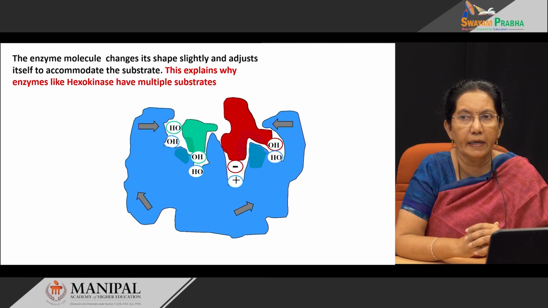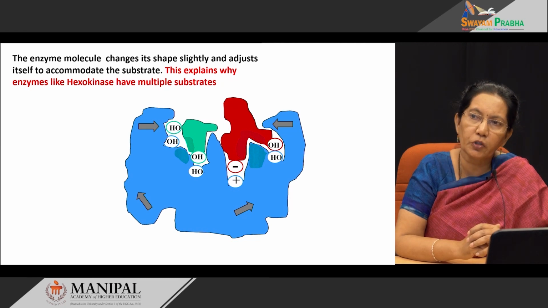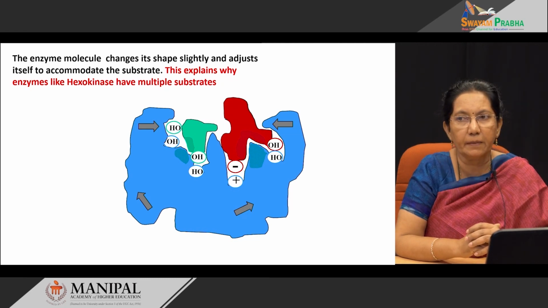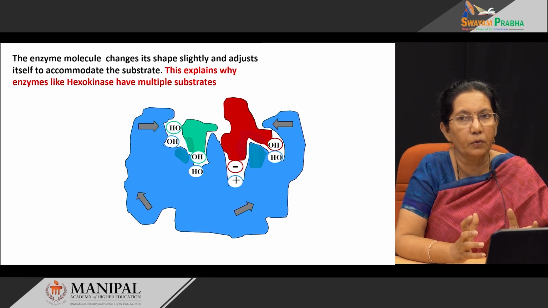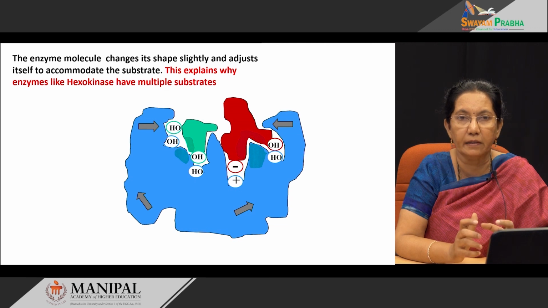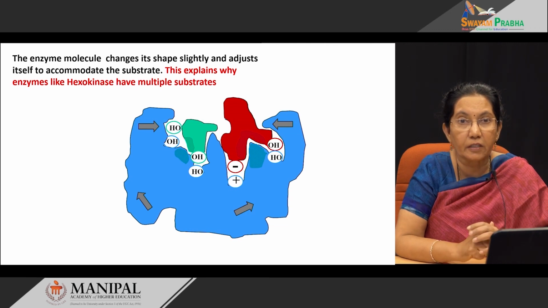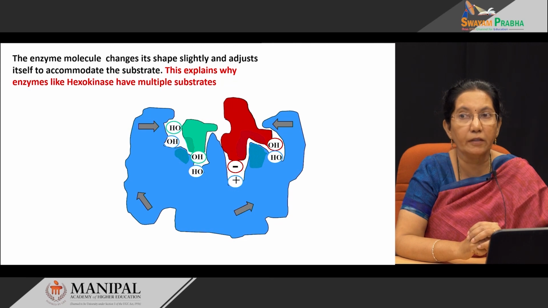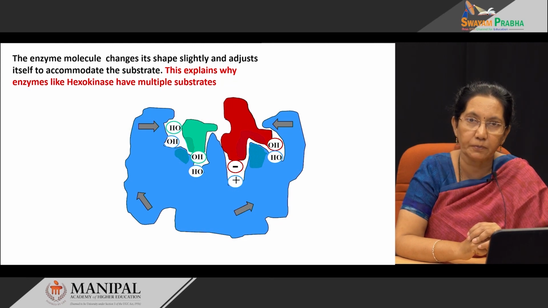Here you have an enzyme molecule where two substrates, a green and a red substrate, have bound to it. Do you see those arrows? Those arrows indicate how the enzyme molecule can shift itself marginally so as to make space for the two substrates and allow them to fit snugly into the active site. This explains why enzymes like hexokinase have multiple substrates.